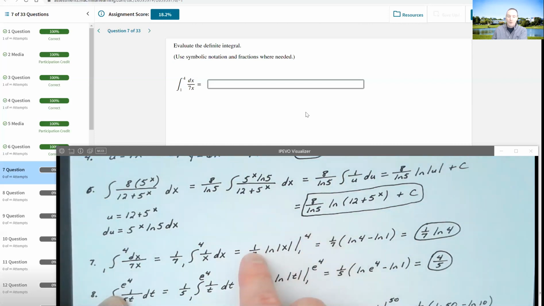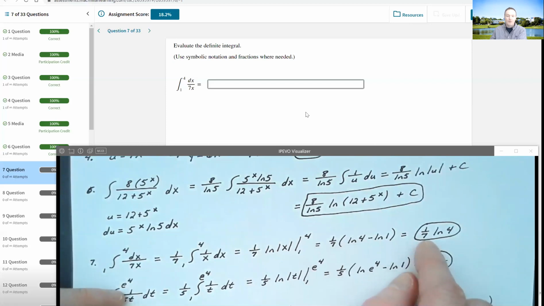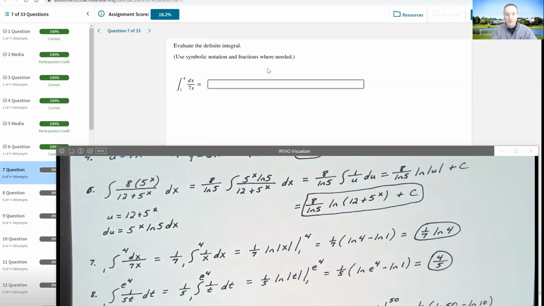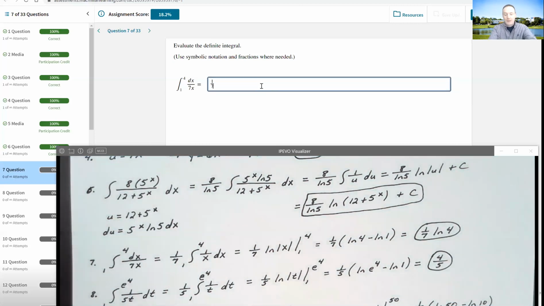So we're going to get 1/7 the natural log of 4, and then minus the lower limit of integration, 1, minus the natural log of 1. Natural log of 1 is 0. So we just get 1/7 the natural log of 4, final answer. And keep in mind, you really didn't have to put the absolute value here since both of your limits of integration were positive anyway. Didn't impact the answer in any way though. 1/7 the natural log of 4, final answer.